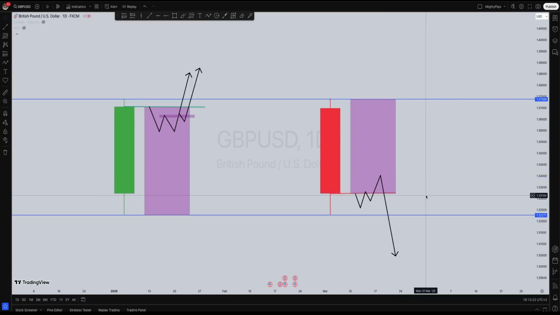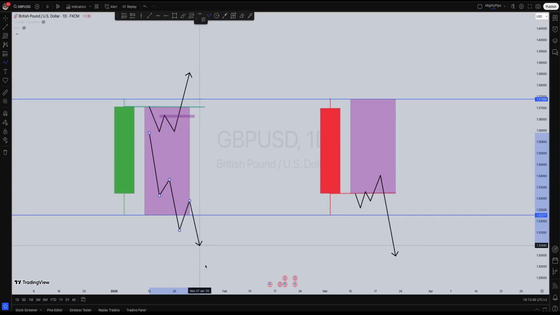Now, most of you have also been asking me, what about if the market comes like this, the next day's candle comes and breaks this? You don't look for buys anymore because the previous day's low has been violated. You're only going to wait for the market to come back within the purple zone or retest it, and then you look for sells because now this market is reversing.